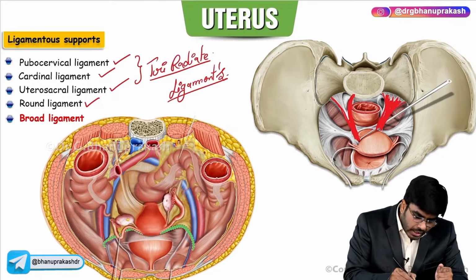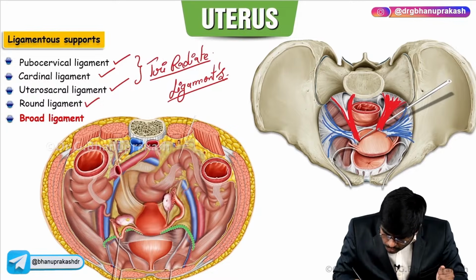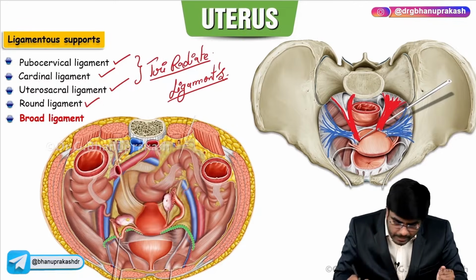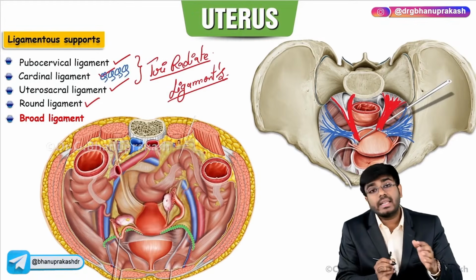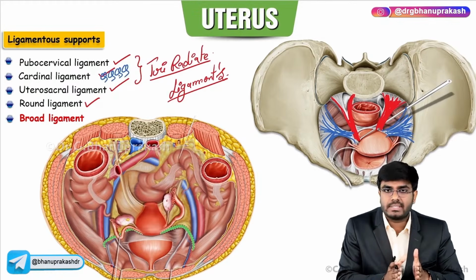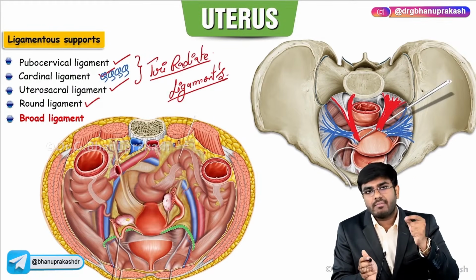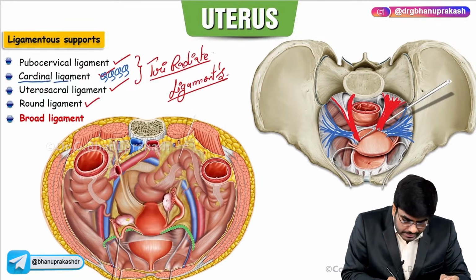Now, where exactly are the cardinal ligaments present? See, these fan-shaped ligaments coming from the sideways. These ligaments, which I am highlighting in blue color, are the cardinal ligaments, which are very, very important. Out of all the ligaments, the cardinal ligaments are very, very important. They are also known as the transverse cervical ligaments or Mackenrodt's ligaments. Out of all the ligamentous supports, the one ligament which is very, very important is the cardinal ligament.